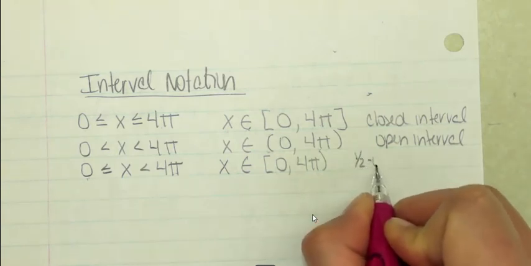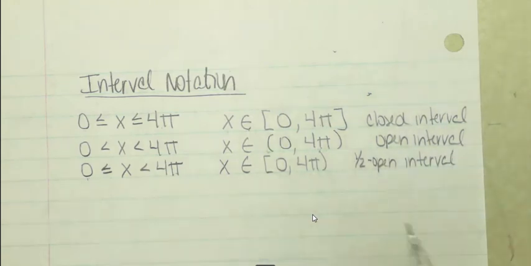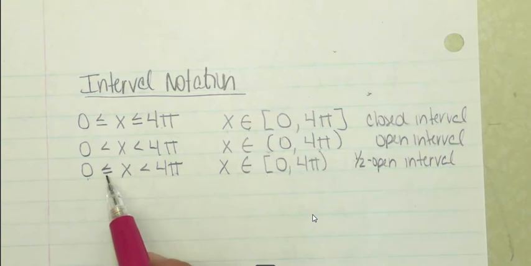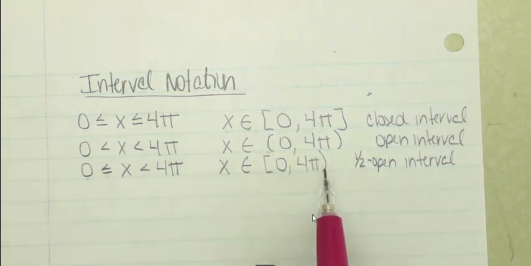I'm going to do this. It doesn't matter which half you do, so these could have been switched around. If maybe I just had x greater than 0 but less than or equal to 4 pi, then these two would be switched.